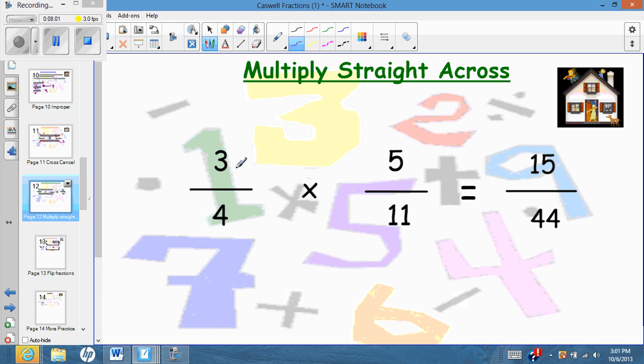Okay, then you go ahead and you multiply straight across. 3 times 5 is 15. 4 times 11 is 44. Can I simplify this? No, nothing goes into both of them evenly. There's my answer.